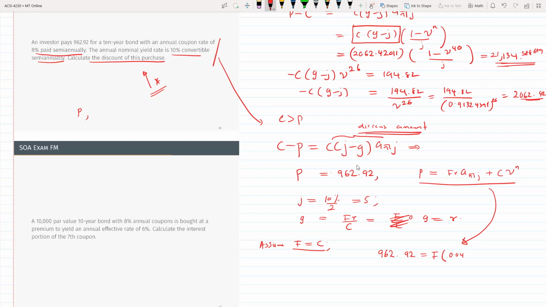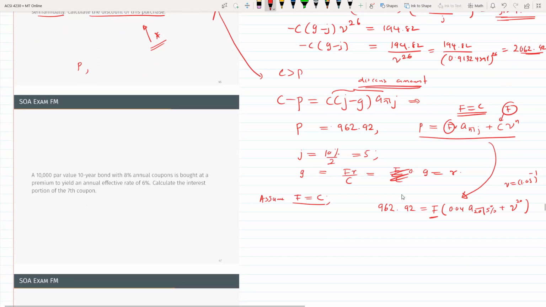A_n is actually, there is a 10-year bond with 20 coupons because of semi-annual coupons. So a_20. The rate we should use is 10% converted semi-annually, which is 5%. Then F and C are the same. So I can take F, and F and F become a common factor, so that's why I have F outside here. Then here again, I have v to the 20. v is 1.05 to the power negative 1.